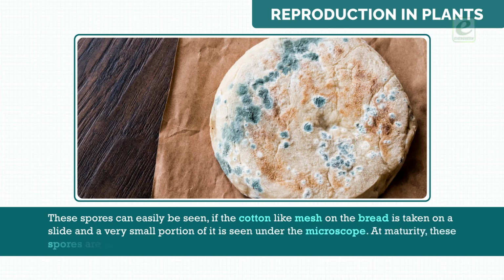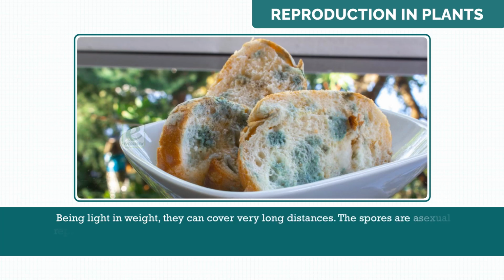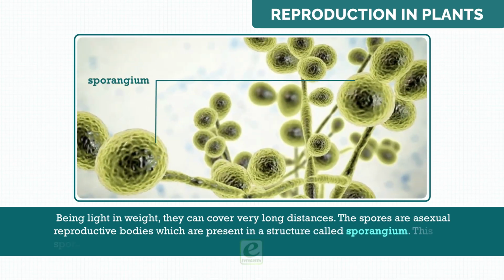At maturity, these spores are released and they keep floating in the air. Being light in weight, they can cover long distances. The spores are asexual reproductive bodies which are present in a structure called sporangium. This sporangium develops from the fungal hypha.